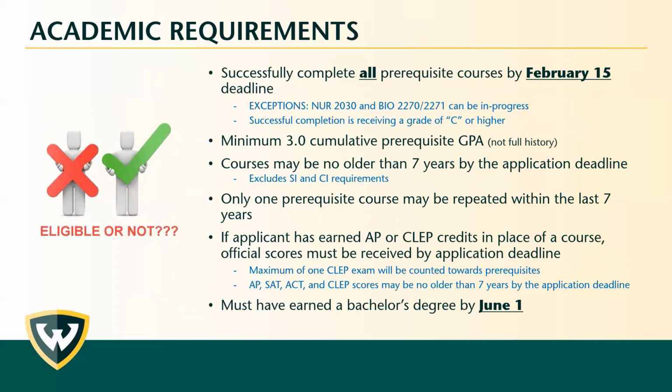You need to successfully complete all prerequisite courses prior to your application deadline. Remember, the application deadline is February 15th each year. The only exceptions to this rule include Nursing 2030, which is pathophysiology, and Bio 2270 and 2271, which is microbiology and the lab. Those can be in progress. Remember, successful completion is receiving a grade of C or higher in each of the courses. You also need that minimum 3.0 cumulative prerequisite GPA. Again, not your full history.